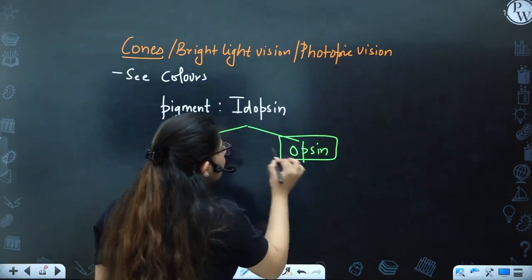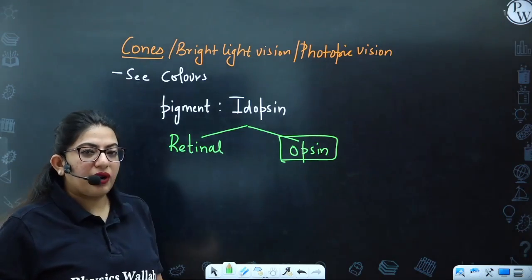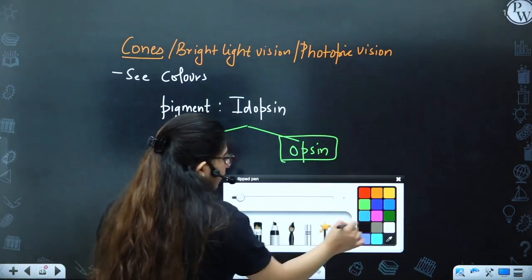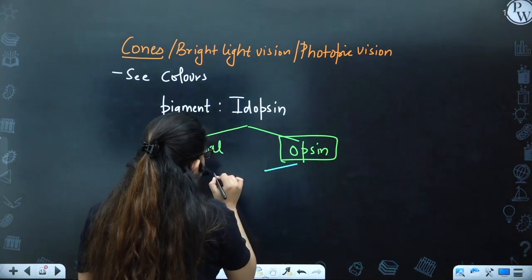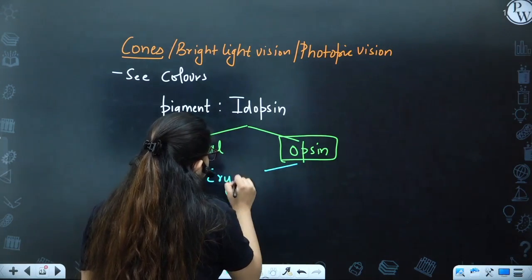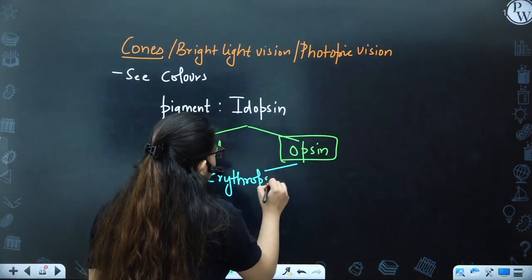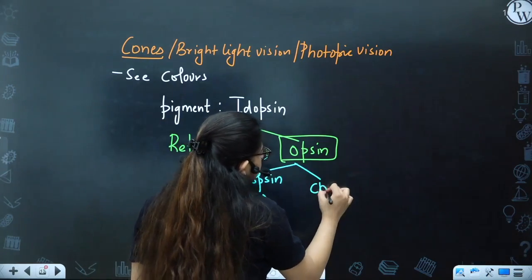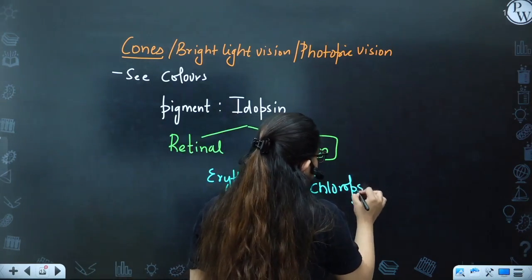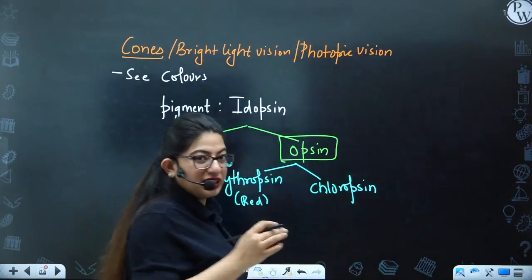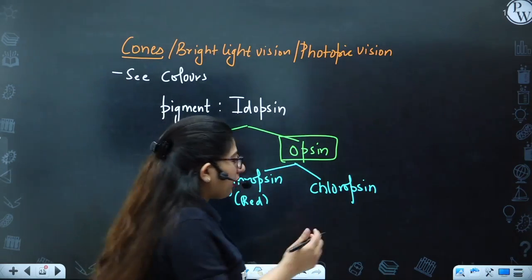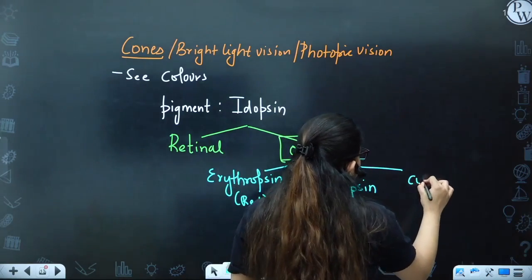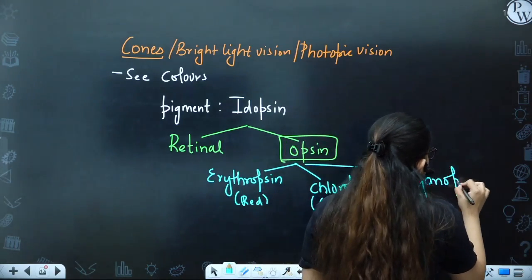But here, since you want to see colors and you want to see in bright light, opsins are of different kinds. Opsins are of three kinds. One is erythropsin, which is for red color. Chloropsin. The word chloro is used in botany, and in botany we always use green color. Plants' color is green. Okay. So this is a pigment for green color. And then we have cyanopsin, which is a pigment for blue color.